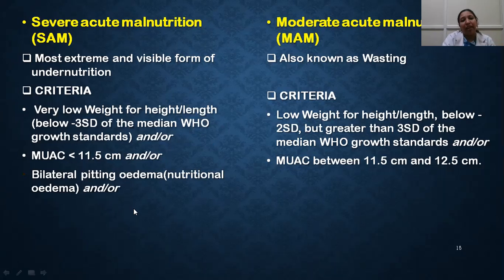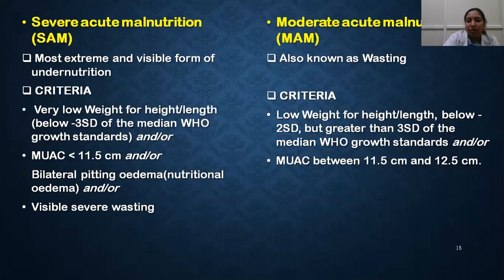So bilateral pitting edema. In the previous picture which I showed, you may not find edema because it's a clear case of a marasmic child. There are two categories of SAM again, we'll talk about them: marasmus and kwashiorkor. So nutritional edema is seen, and visible severe wasting. Just by a mere look, you can see that the child has severe wasting.